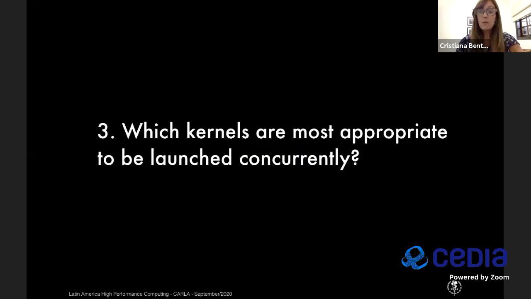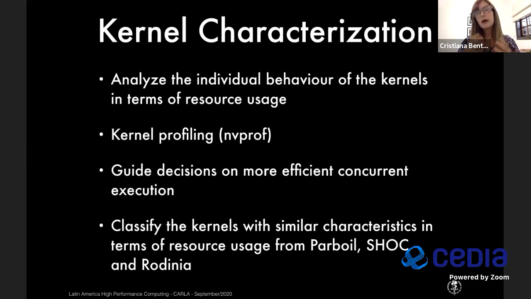The third research topic that I want to talk about is which kernels are most appropriate to be launched concurrently. In this matter, we didn't want to go very simplistic, like, well, let's divide the kernels into memory intensive and compute intensive, and then run memory intensive together with compute intensive. Because this is simplistic, because this GPU has a lot of resources that are used in different ways. So we did a study to characterize the kernels in terms of resource requirements.